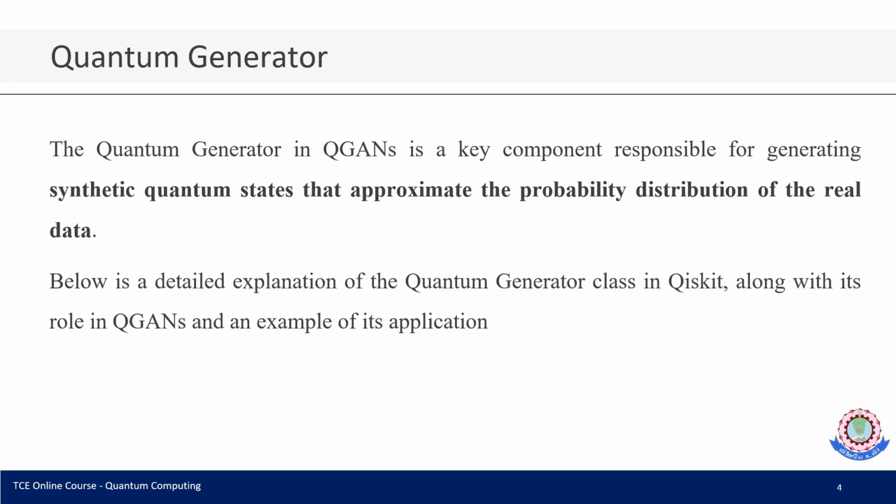The quantum generator is the key component responsible for generating synthetic quantum states that approximate the probability distribution of the real data. Here we are going to discuss the quantum generator class in Qiskit, along with its role in QGAN and an example application.